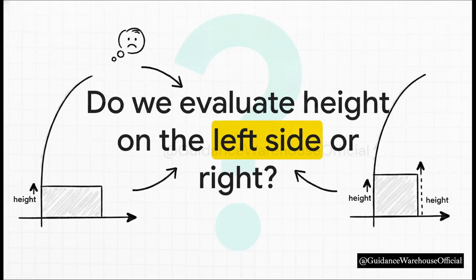But wait, here is a really common spot where students get tripped up. To find the area of a rectangle, you multiply width by height, right? Well, we have the width. But if the curve is sloped, the height of the curve on the left side of our rectangle is different from the height on the right side. So do we evaluate the rectangle's height by letting its left corner touch the curve or its right corner?